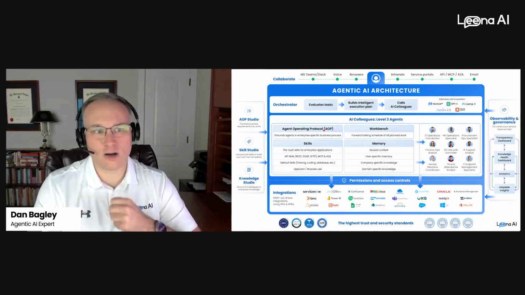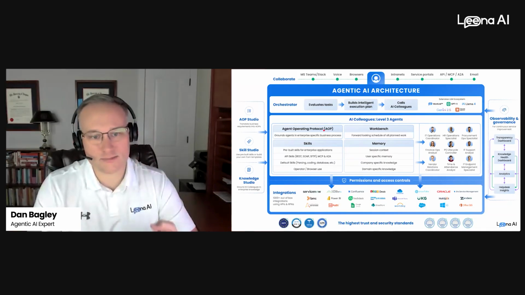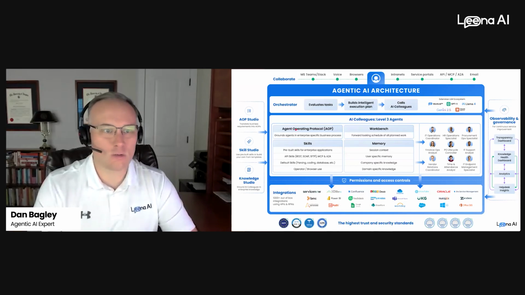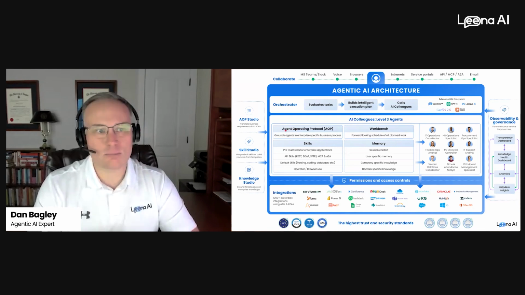The third item is the agent operating protocol. This is where your business processes live, and we'll show you this in the demo here in just a second. Your business processes can now be written entirely in plain text, in plain English or a language of your choice. It does not require a computer programmer. It does not require somebody to go into a low code, no code workflow builder. The agent operating protocol describes in plain English to your AI colleague how to use skills and memory to accomplish your business processes. Critical.